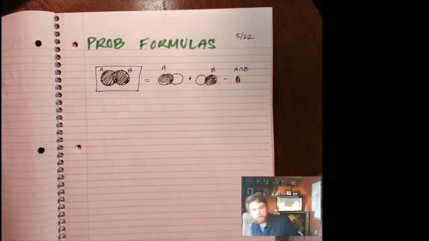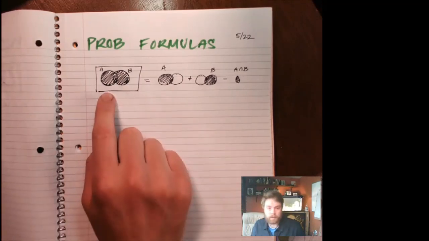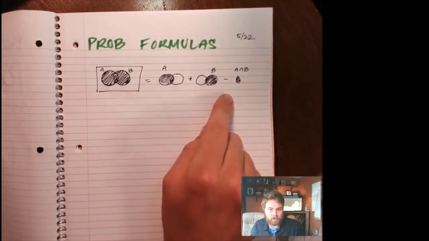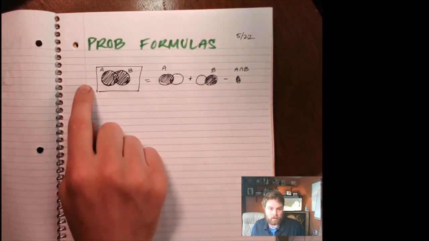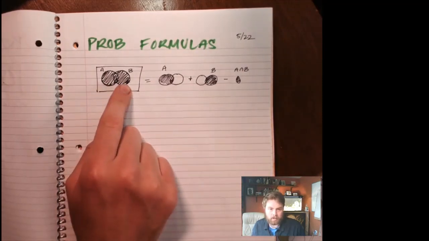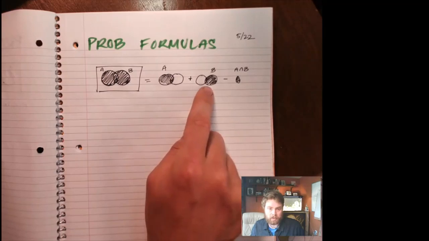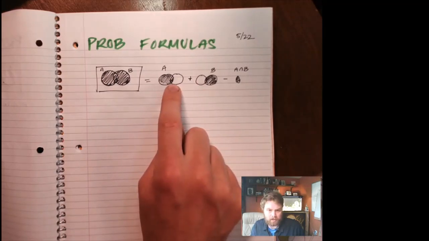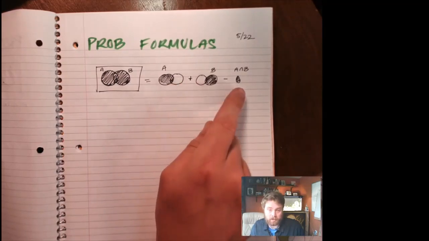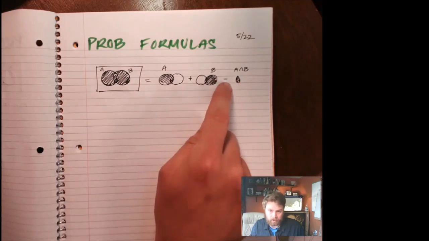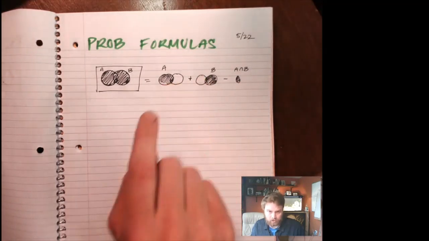Alright, so we got a couple formulas to talk about. The main formula is depicted here. If you have the union of A and B, if we wanted to add up all of the probabilities in this space, we would add the A and the B, but then we would have counted that center intersection in both cases. So we have to subtract off that intersection because of the double counting.